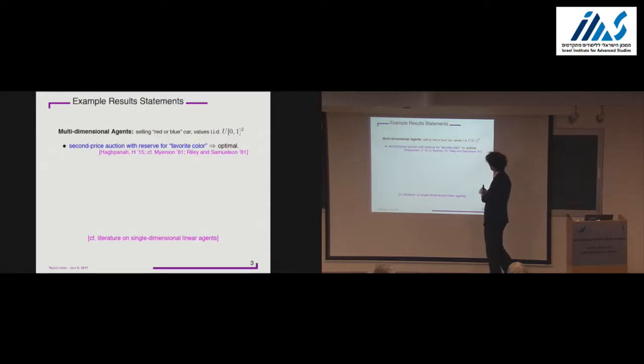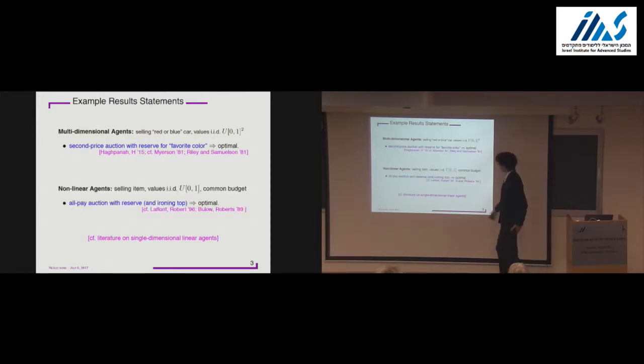So for multidimensional agents, think of the following problem. I have a car. I can paint it red or blue when I sell it, but I have one car, and I'm going to sell this to agents, and let's assume the agents' values are IID and uniform on the [0,1] square. Meaning their value for a red car is uniform [0,1], their value for a blue car is uniform [0,1], but they have different multidimensional values for the two colors. The result we're going to show is that the second price auction with reserve, which only sells the player the favorite color car, is optimal. In some sense, in this particular setting, there's no advantage to second degree price discrimination, meaning offering differentiated, not-the-favorite items to the agent; you don't get more revenue from that.